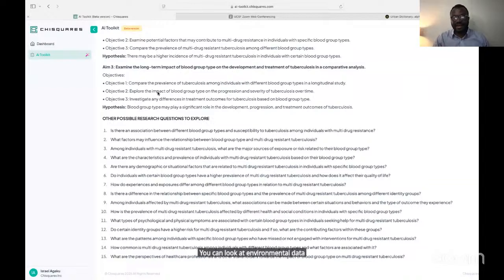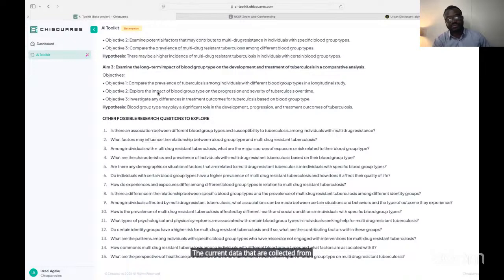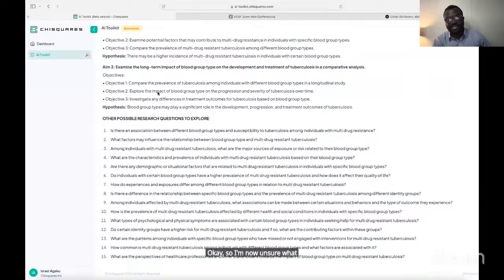I already collect those data from some of them, from 2012 to 2024. The current data are collected from different police outposts in that particular settlement. Okay, so I'm now unsure what the real question is then. Is your question how to analyze data? I'm really not sure what the ask is. I thought the question is how to analyze the data now.